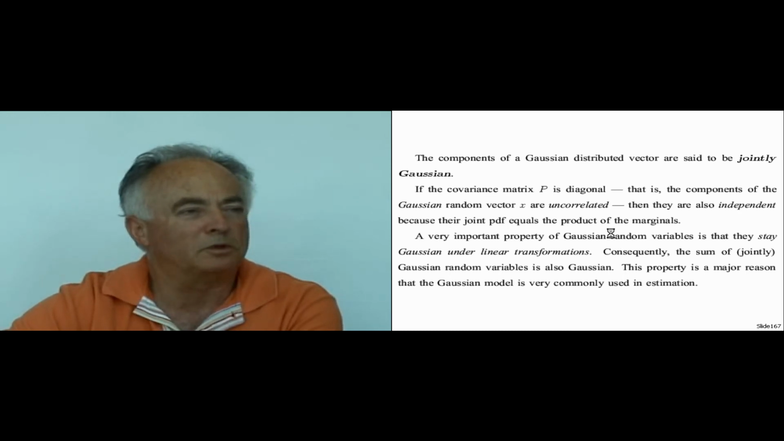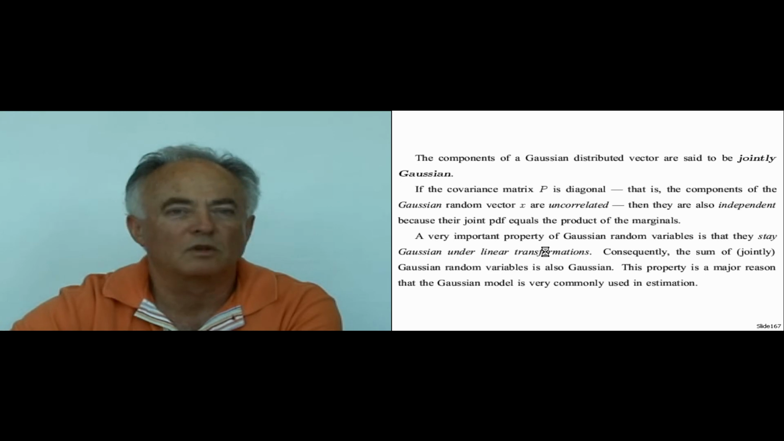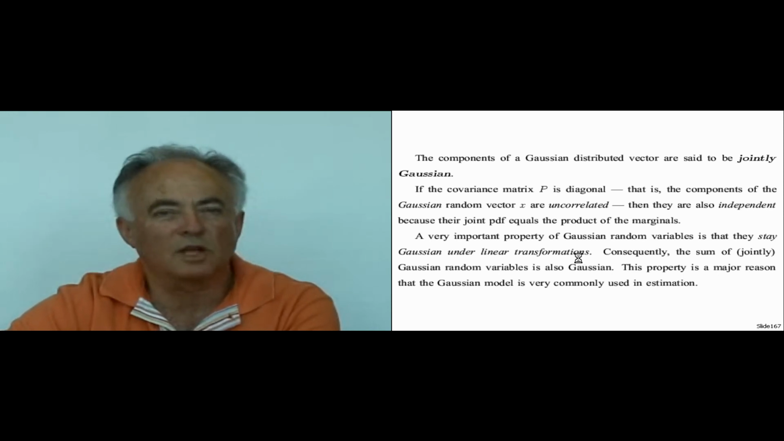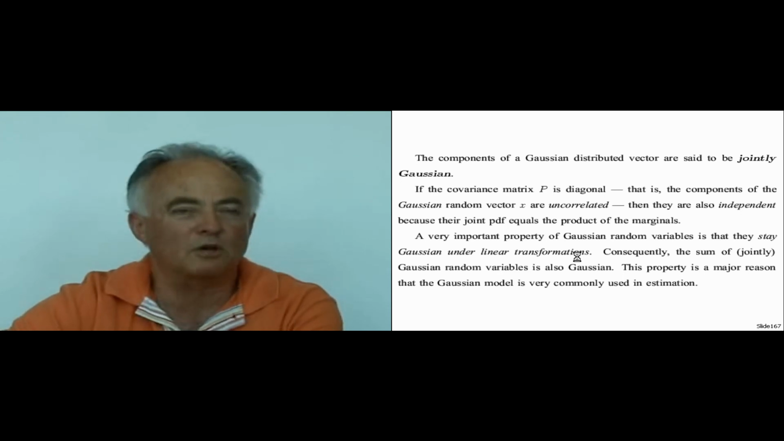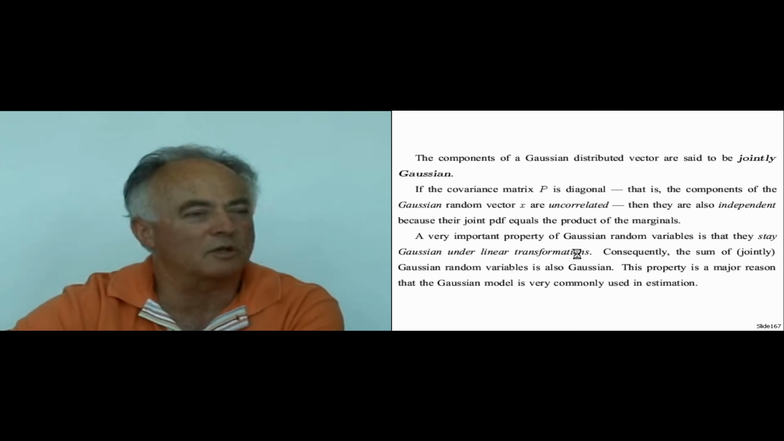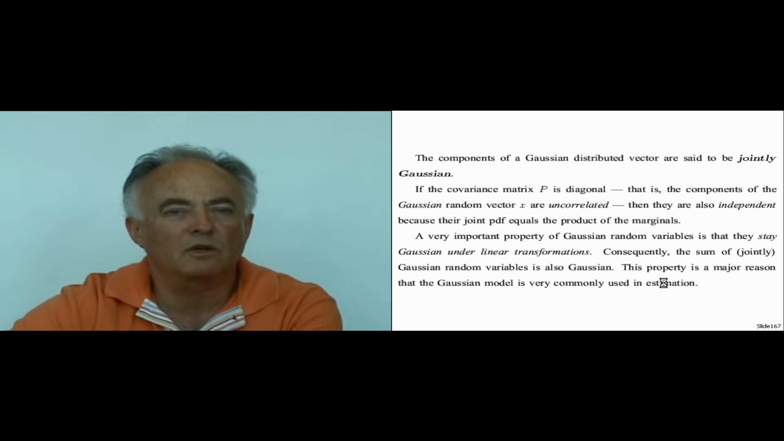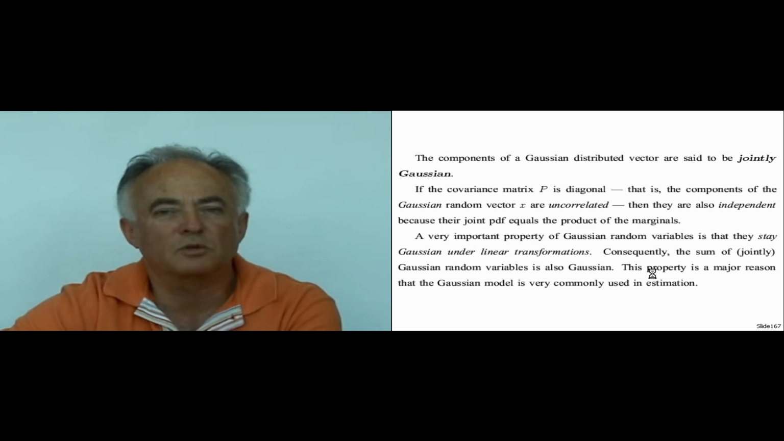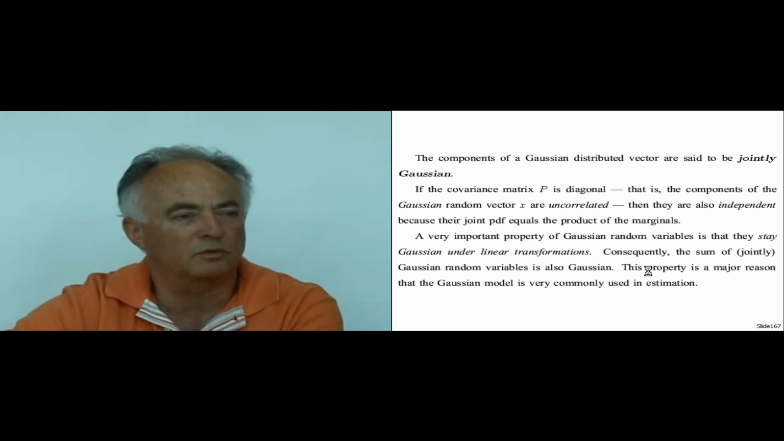A very important property of Gaussian random variables is that they stay Gaussian under linear transformations. The sum of two Gaussians is Gaussian. You take any linear combination, Gaussian times a constant plus another Gaussian times another constant, again Gaussian. This is a major reason that the Gaussian model is very commonly used in estimation. Namely, we have linear systems, and the tools from linear system theory combined with the results from Gaussian random variables provide us very powerful results.